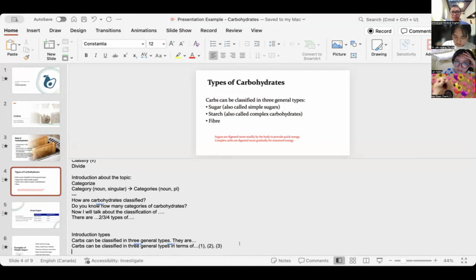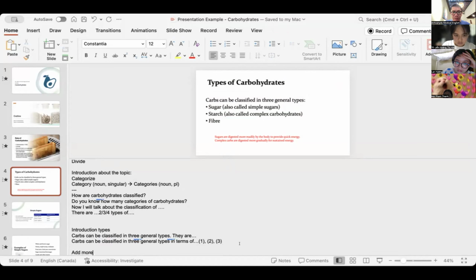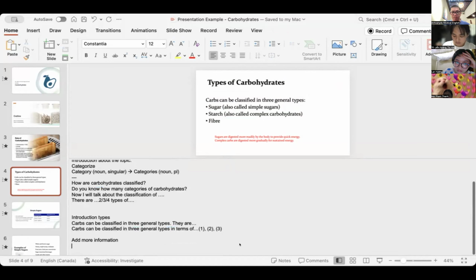And if you want to add more information on the topic, then sugar is also called simple sugar. And you keep continuing with, okay?